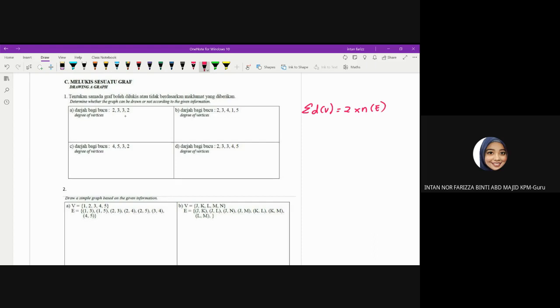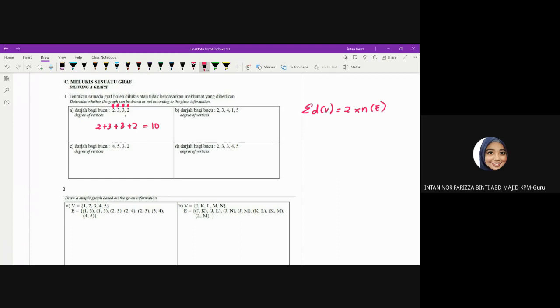So the one given to you is actually the degree of vertices, okay, which means that this one here shows that we have 2 branches coming out from the first vertex. Second vertex, we have 3 branches coming out. The third vertex, we have 3. The last vertex, we have 2 branches coming out. Total here will be 2 plus 3 plus 3 plus 2, and you get 10.